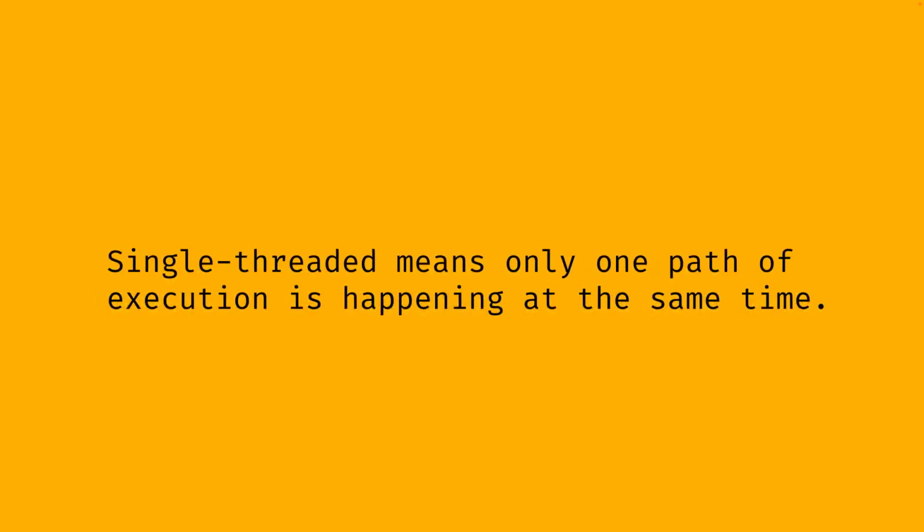So far, we've only looked at single-threaded code. That means that only one path of execution is happening at the same time. When we get to concurrency, we'll explore multi-threading, and this is where multiple things are happening at the same time. Then you'd have to worry about thread safety.